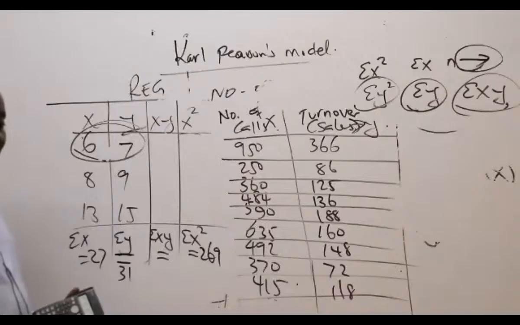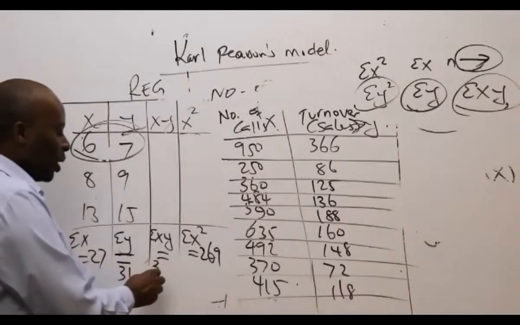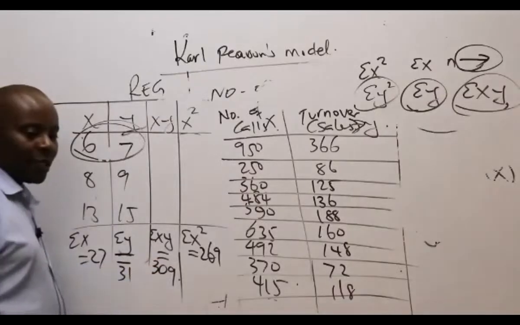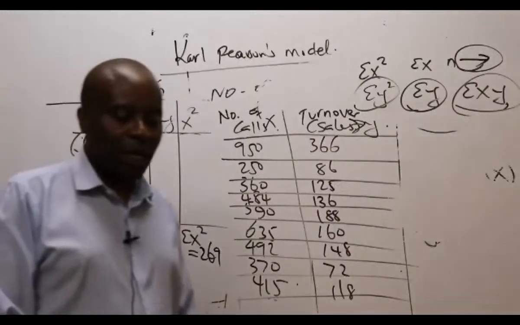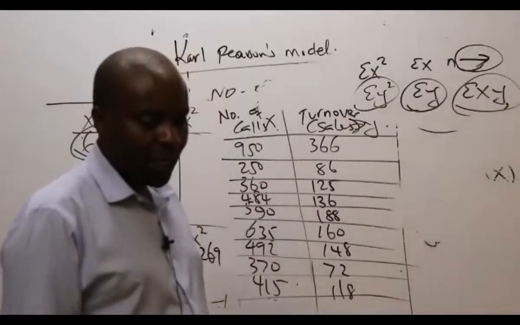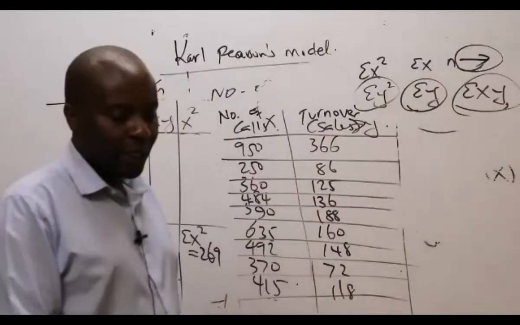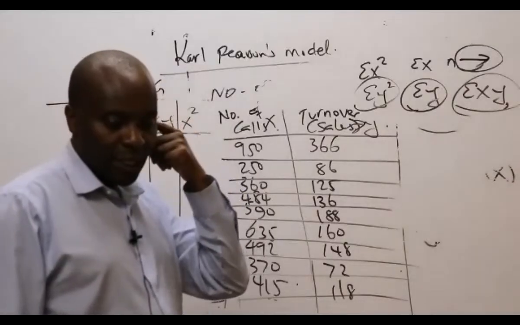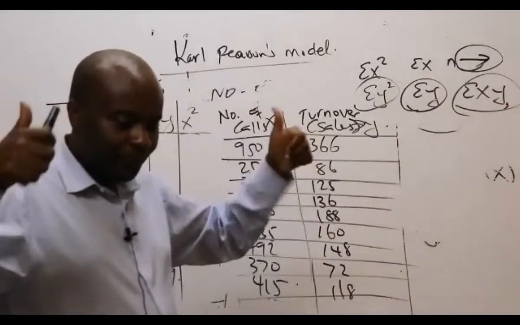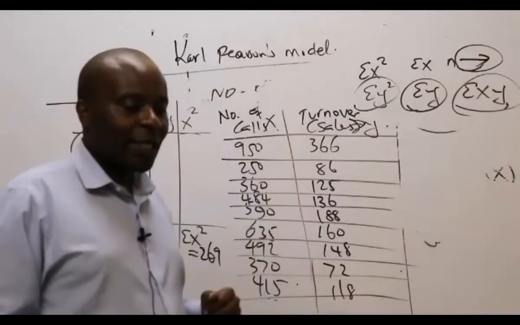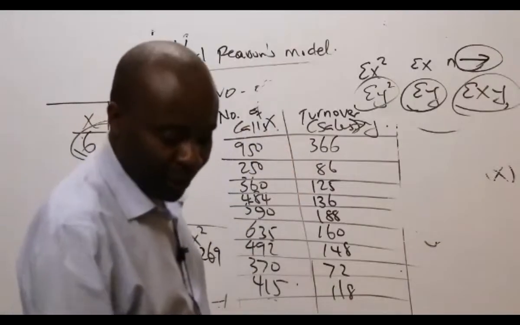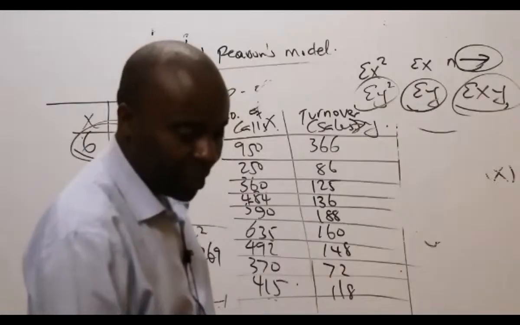Great. And they have even gone ahead to give me summation of xy as 309. Sum of xy is 309. So ladies and gentlemen, allow me to repeat very fast, but of course, as I repeat, the students who are following this recording, yours is very easy.